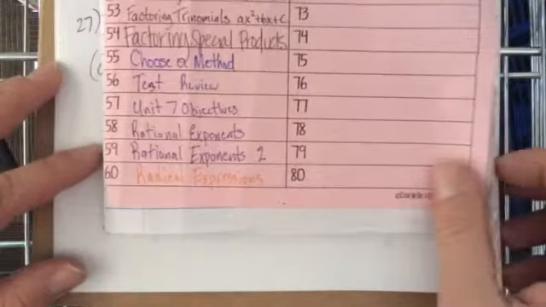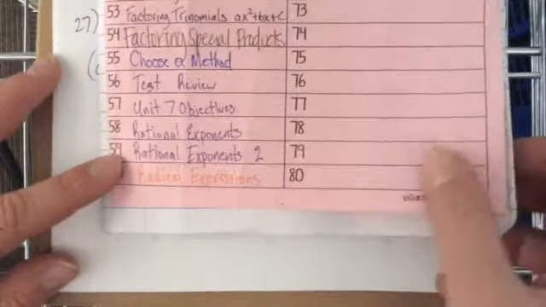Page 60 is radical expressions. Flip on over to 57 for our objectives.